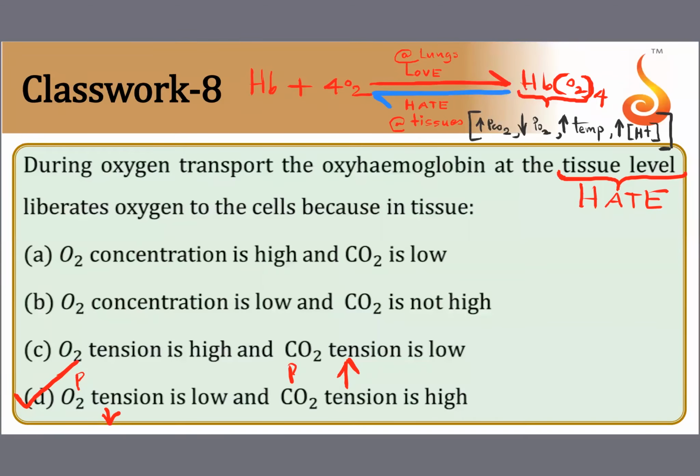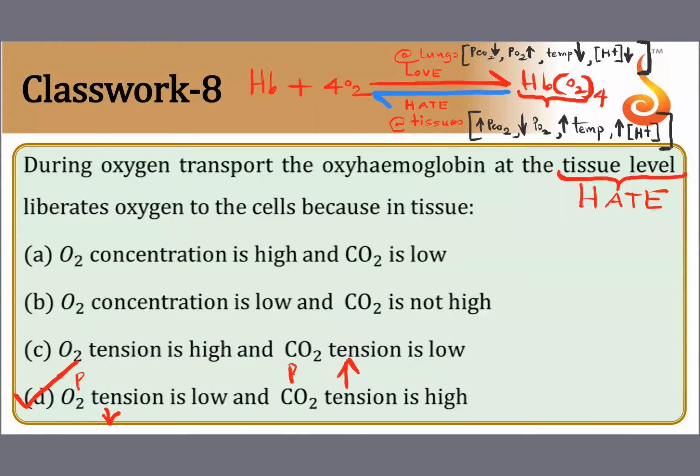At the lungs, what makes them fall in love with each other? At the lungs, PCO2 is very low and PO2 level is high, very high actually, 104 millimeter mercury is the level of PO2 in your lungs. Temperature is low comparatively because your lung is constantly ventilated by atmospheric air. So obviously the temperature will be low. And also the H plus ion concentration will be low. If H plus ion concentration is low, is it acidic or is it alkaline? It's alkaline. Very good. So remember this love-hate relationship, children.